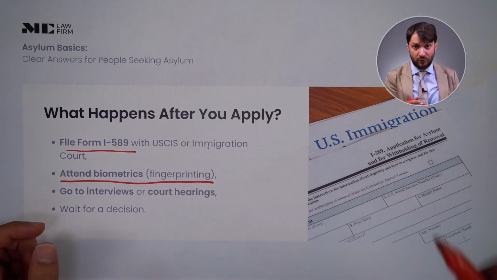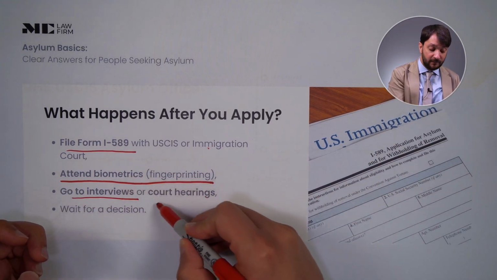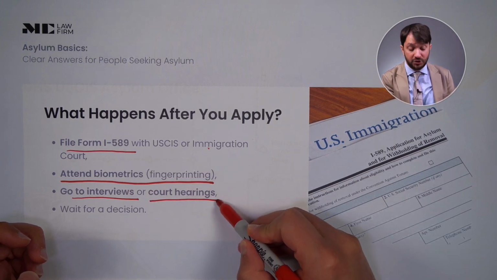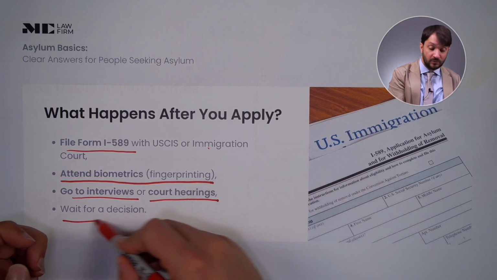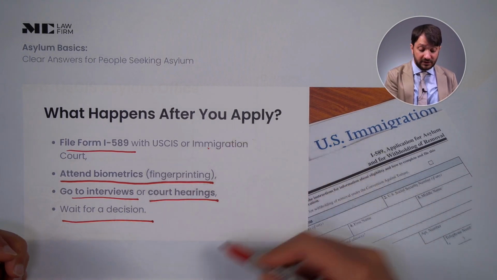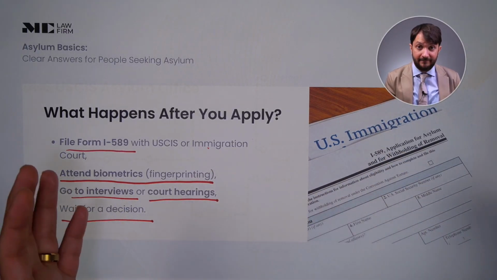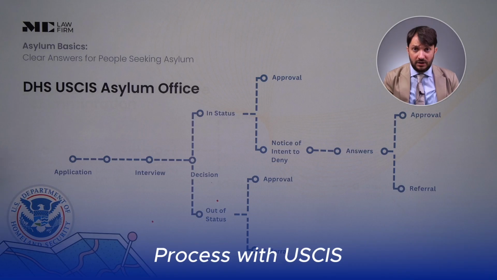The next step is an interview, or in the case of defensive asylum, a court hearing, a trial, an individual hearing, and then there's a decision. Unfortunately, this process could take a very long time, as long as years. It may sound ridiculous, but there are cases that go all the way up to 5, 10 or more years, unfortunately. Let's talk about the process with the USCIS.